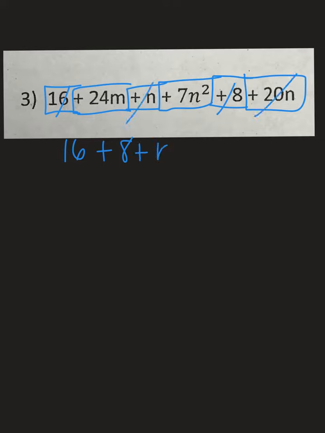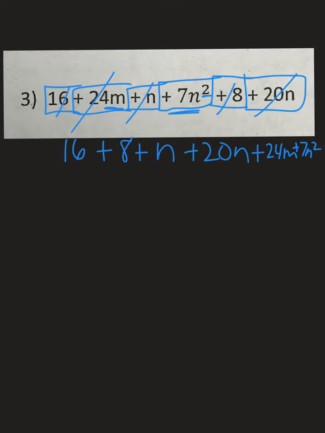So 16 plus 8. I'm going to do my n's next. So plus n plus 20n. And then I've got an m. There's no other just m's here, so I'm just going to rewrite 24m. And then this n here is raised to the second power, and there's no other n's raised to the second power, so there are no other like terms in this expression. So I'm just going to also rewrite 7n squared. Remember, it doesn't matter what order you write in because we are working with addition.